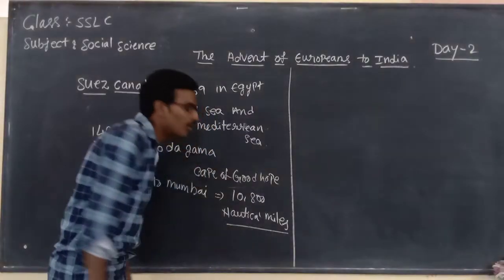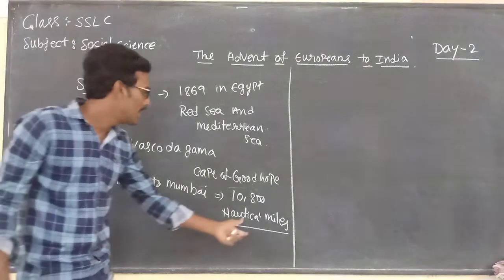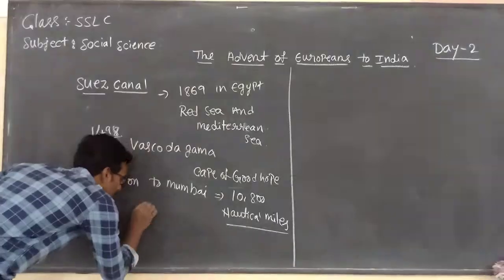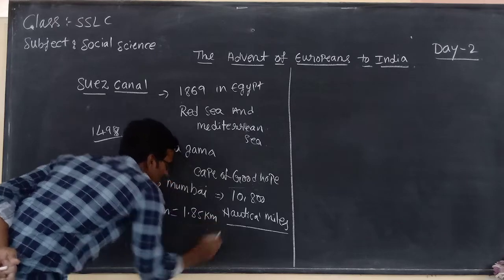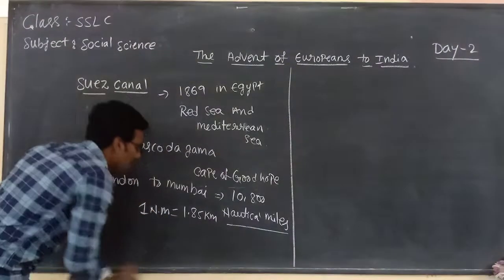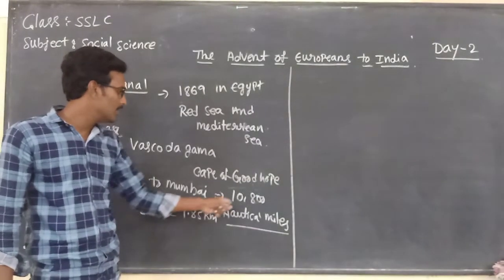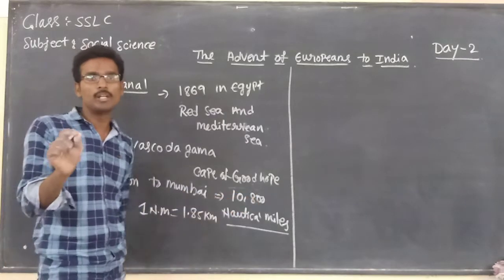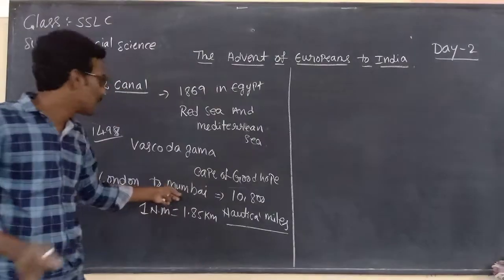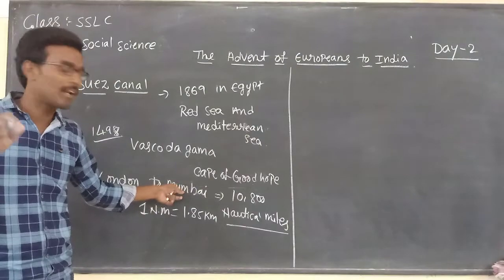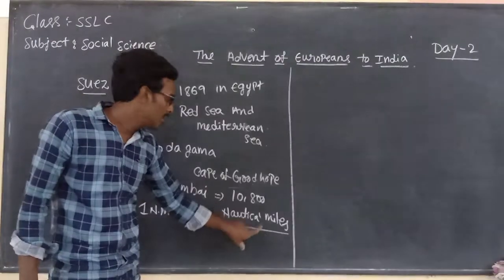What is the meaning of the word nautical miles? The distance over a sea route is measured in nautical miles. One nautical mile equals 1.85 kilometers. So if you multiply 1.85 kilometers by 10,800, you will get approximately 20,000. So the distance between London and Mumbai in kilometers is 20,000 kilometers, which is nothing but 10,800 nautical miles.